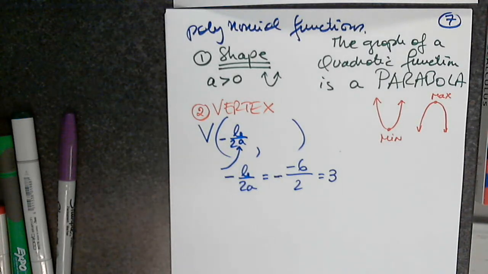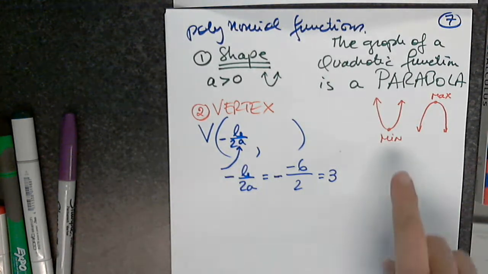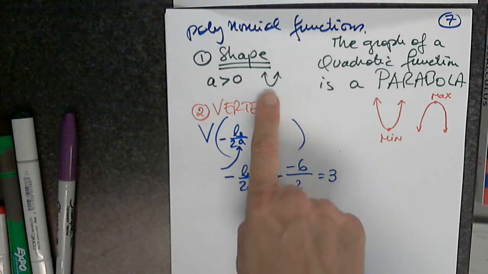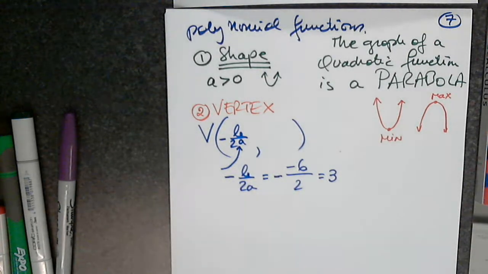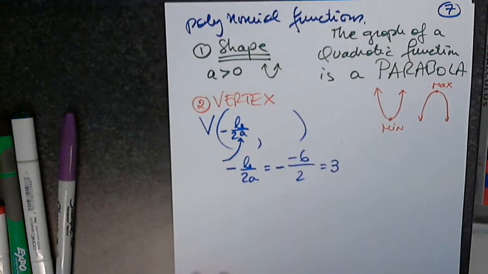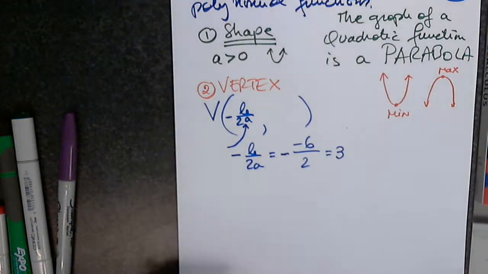Good. Now what do I do to find the y-coordinate? So right now I know where the vertex is found. On what vertical line? x equals 3. Okay, now how do I find the minimum? We're looking for a minimum because it's this shape. So how do I find the minimum of this quadratic function?